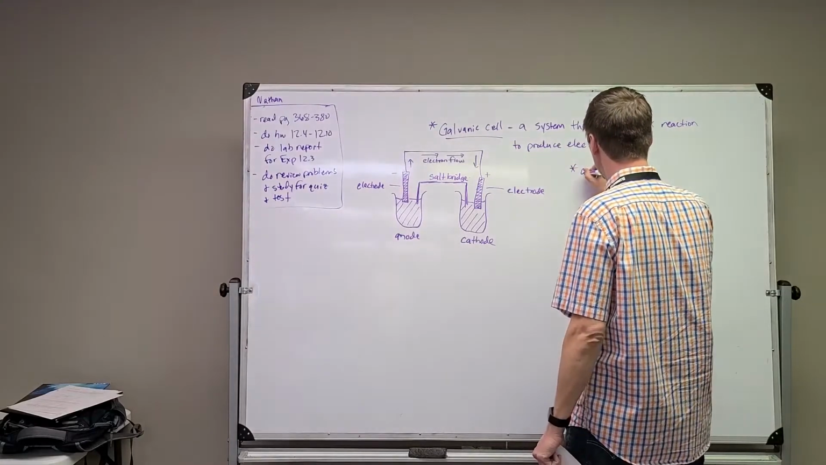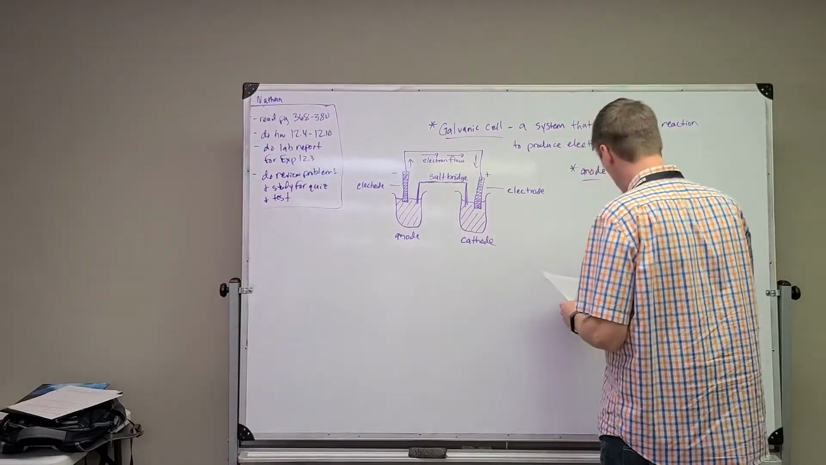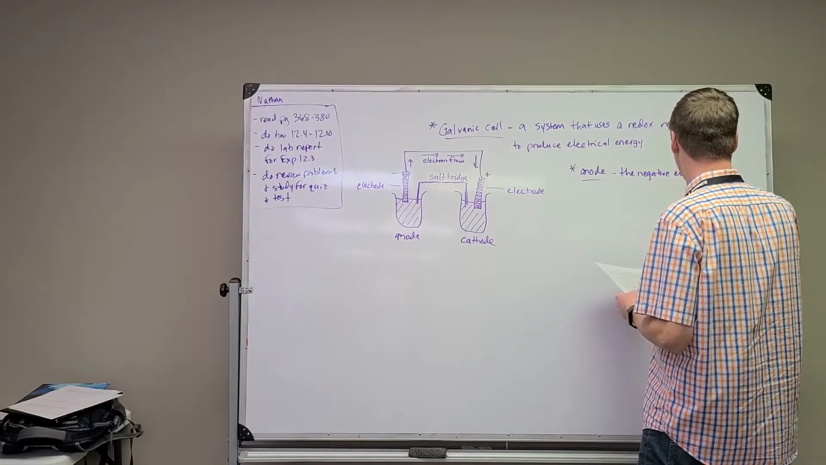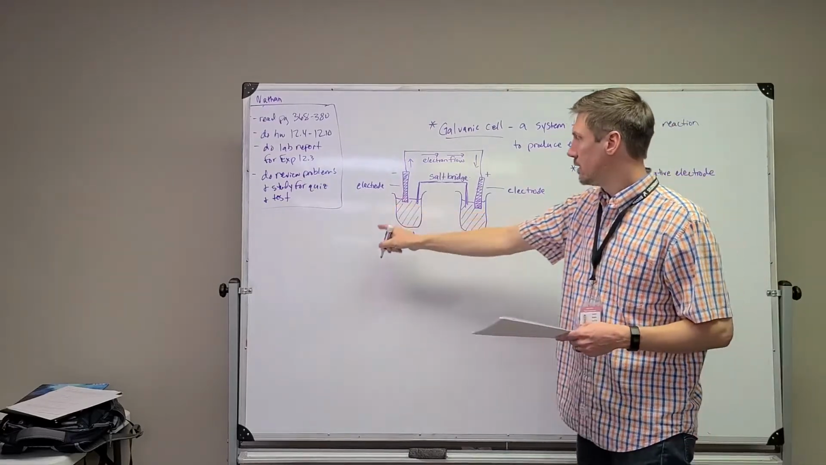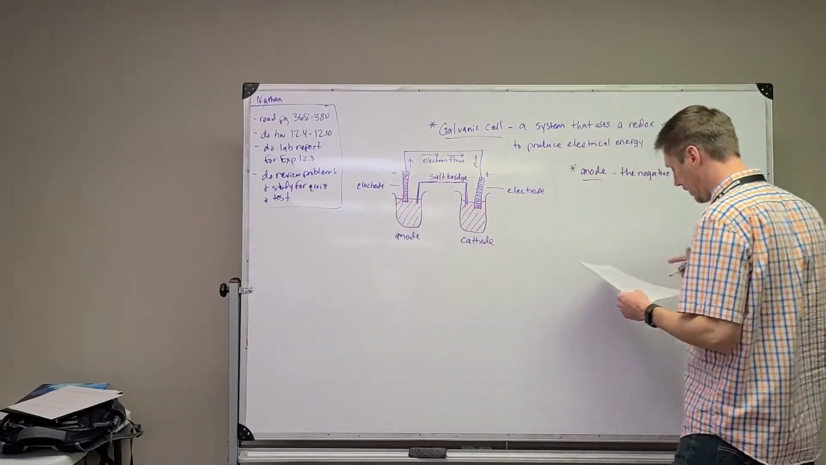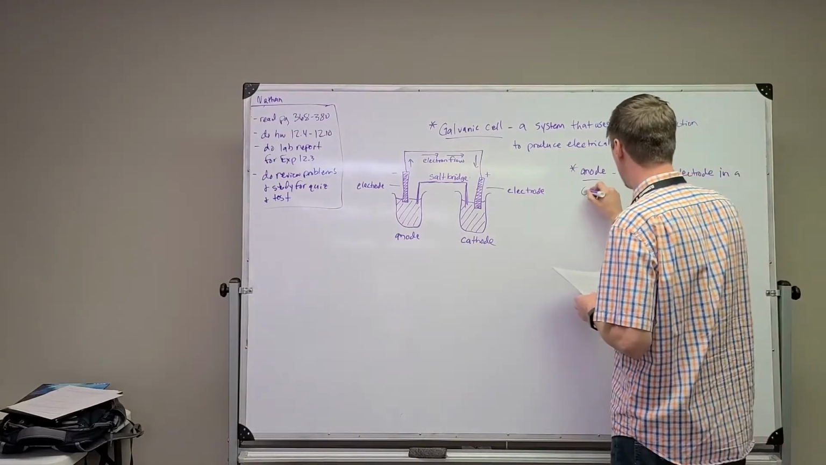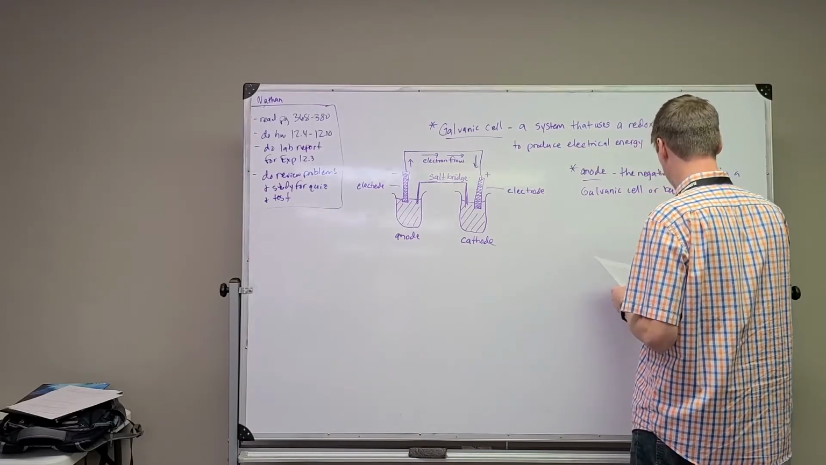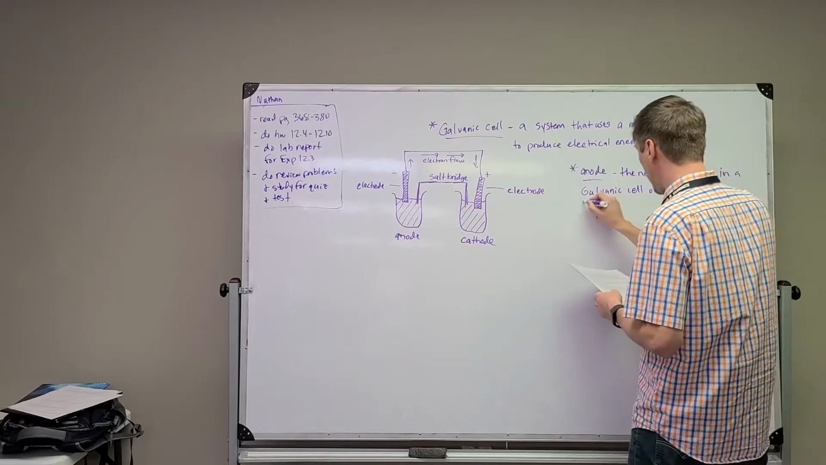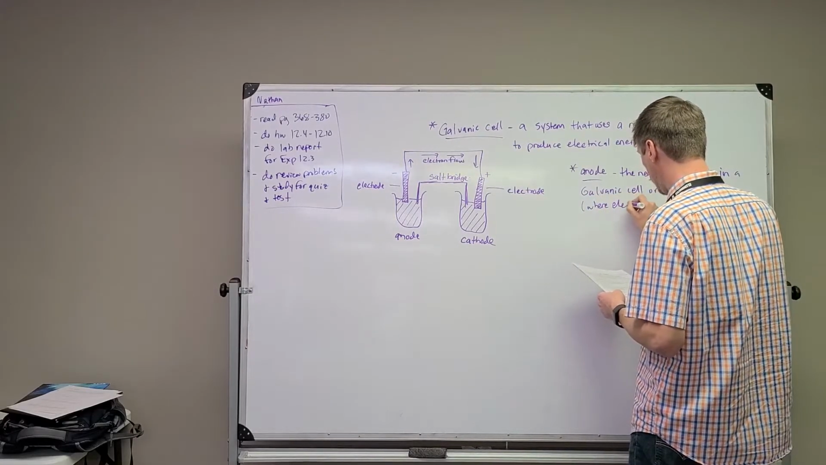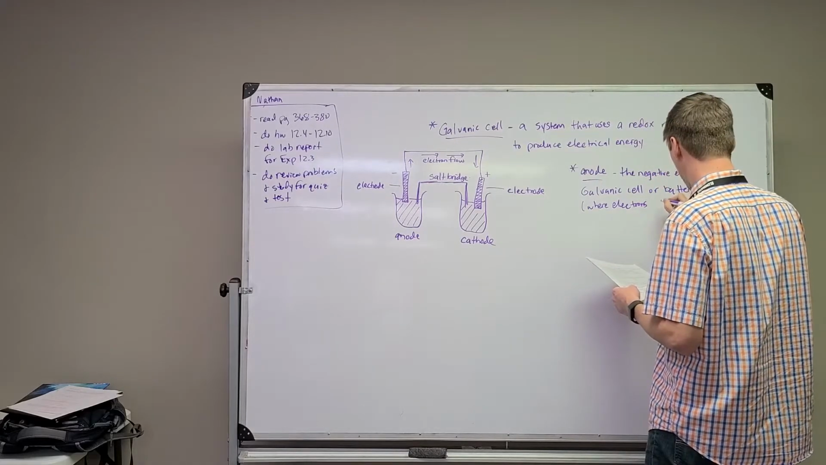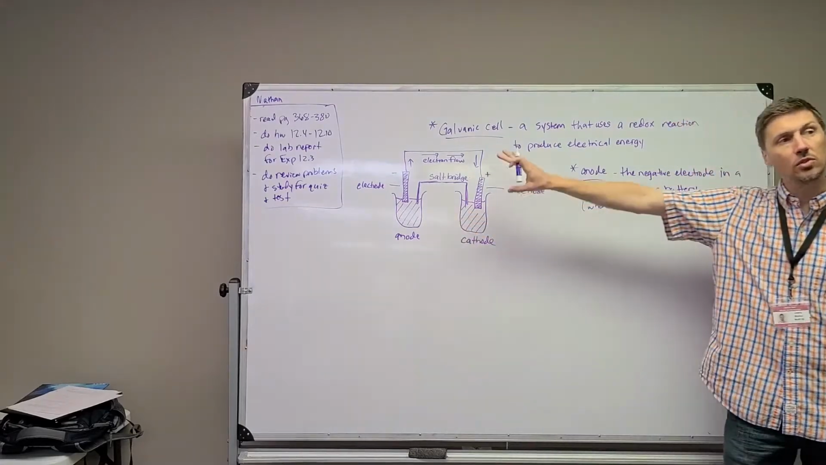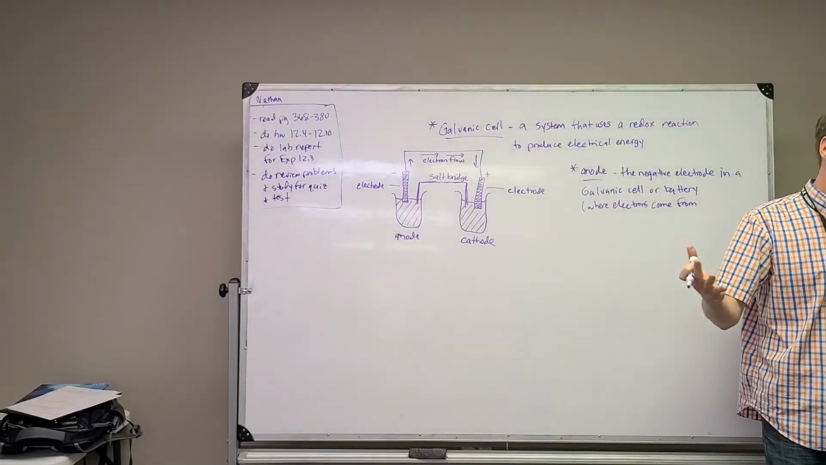By definition, the anode is the negative electrode. You'll see this is the anode on this side, and you see the negative side there. It's the negative electrode in a galvanic cell or battery. This is where electrons come from. In other words, this is the side that's producing the electrons or losing electrons.